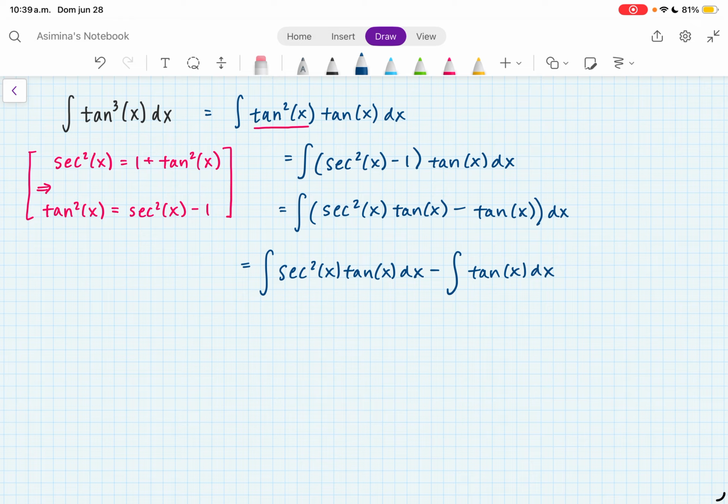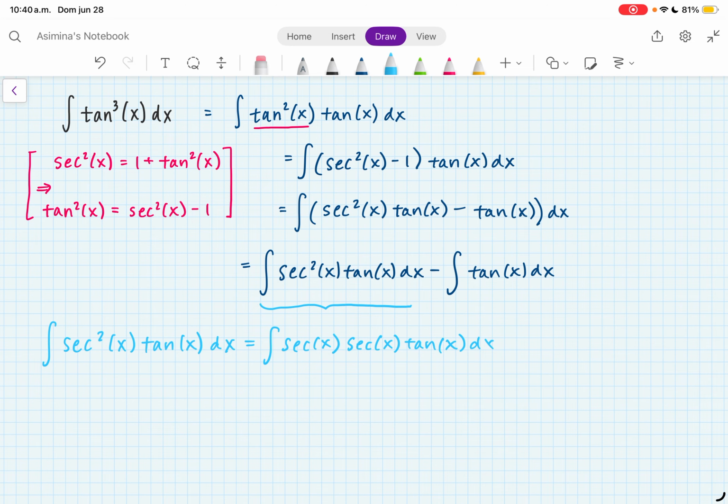So let's start with the first integral. Here we have secant squared tan. Well, I can break this up into secant times secant tan. And why would I do that? Well, I know that if I let u equal secant, then the derivative of secant is secant times tan. So I'm going to write this integral of secant squared x tan x dx as the integral of secant x times secant x tan x dx.